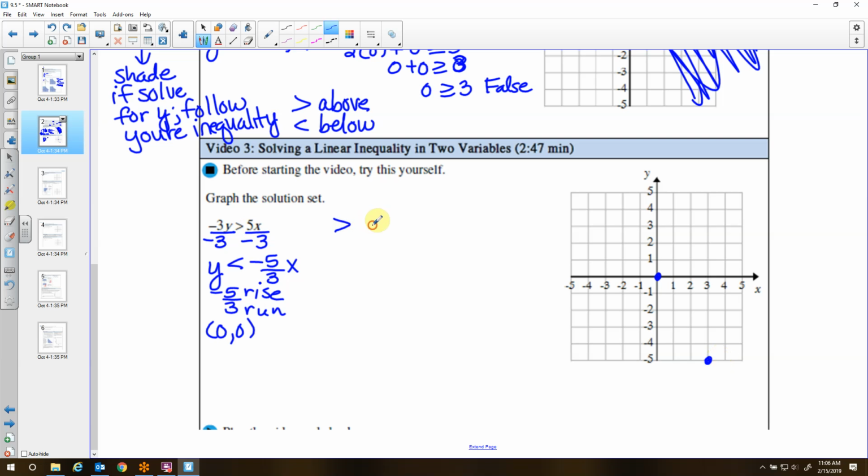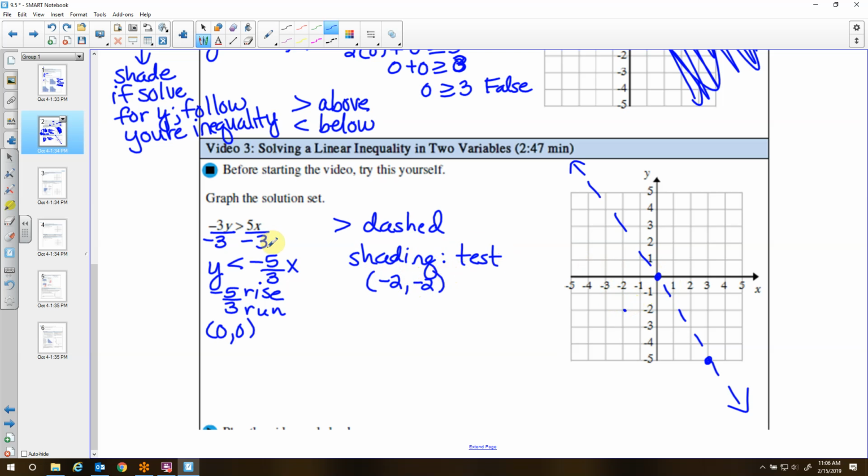Now this time I have greater than, so I have a dashed line. Sorry, it changed to less than, but that doesn't matter. It doesn't have an equal to in it, so it is a dashed line. Now, for shading, I can't use 0, 0 for a test because my line goes through 0, 0. So I'm just going to pick a random ordered pair. I'm going to pick this ordered pair, negative 2, negative 2. Let's just try it. Now, if it works, we're going to shade where that is.